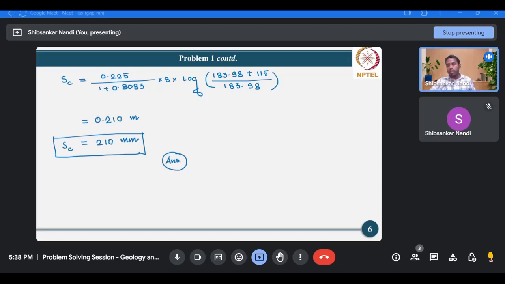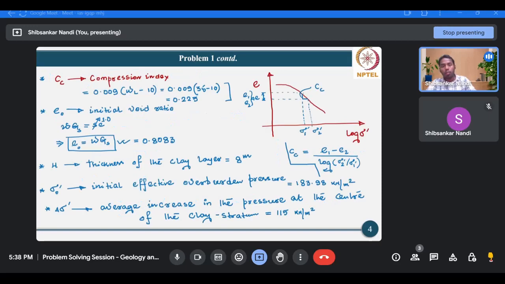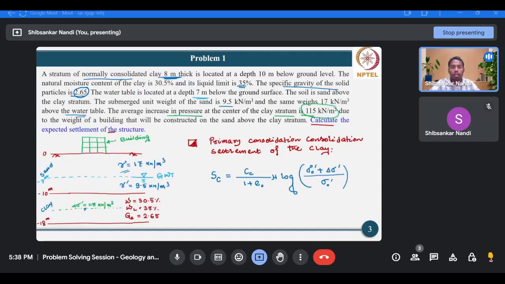As you can see, you just have to remember this expression for the calculation of primary consolidation settlement. I have mentioned this consolidation twice, so please correct it.